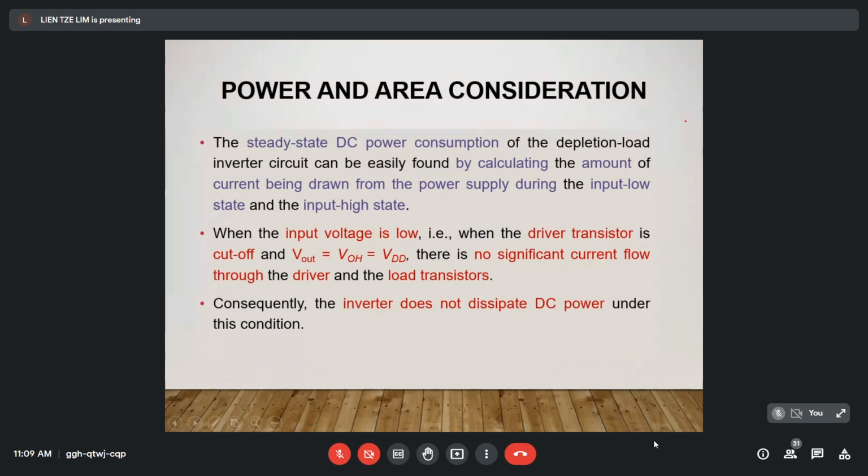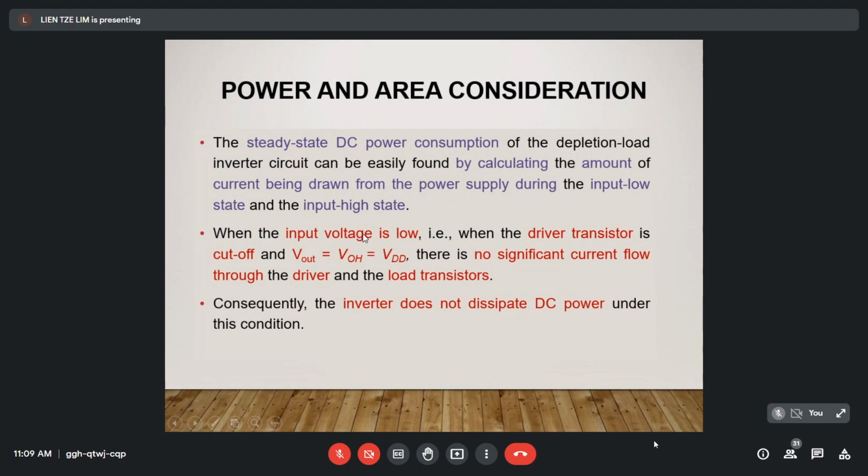Okay, and furthermore, there is the power and area consideration. So when we design the inverter, our considerations are actually on power and area. The steady state DC power consumption of the depletion load inverter circuit can be easily found by calculating the amount of current being drawn from the power supply during the input low state and input high state.